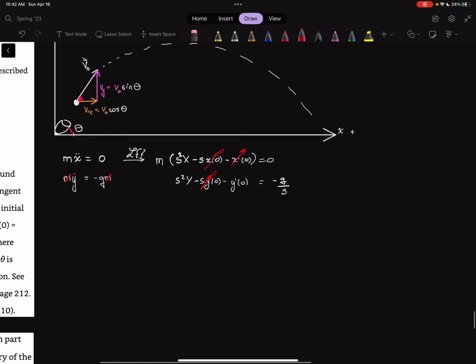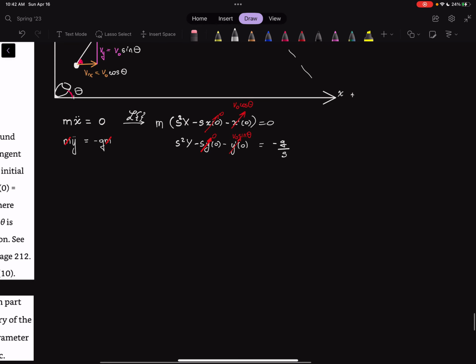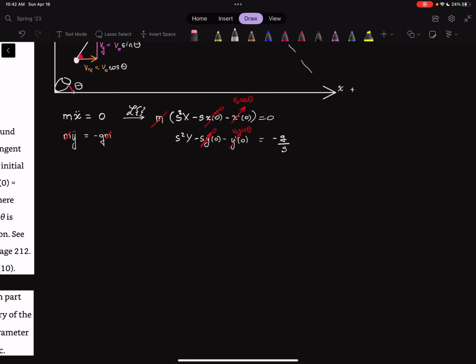We said that the velocity, x prime of 0, is the velocity at time 0. Well, that is v naught cosine of theta. And for the same argument, y prime of 0 is v naught sine of theta. So we can rewrite this whole expression, and notice how the m here cancels out as well. So we get s squared times big X is equal to v naught cosine of theta.